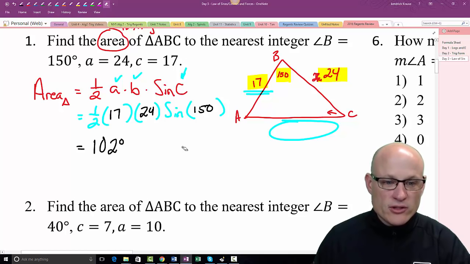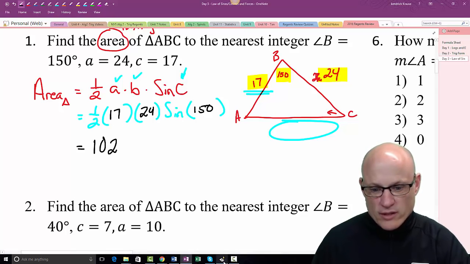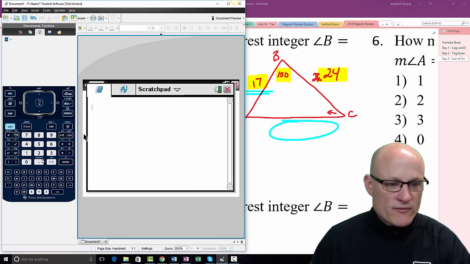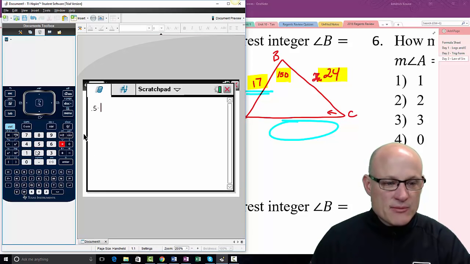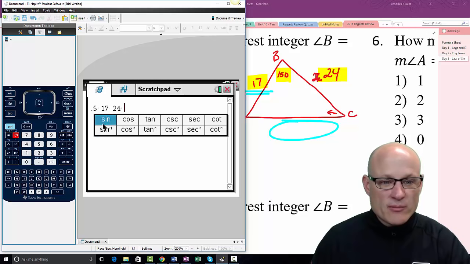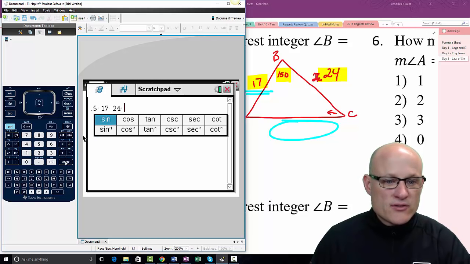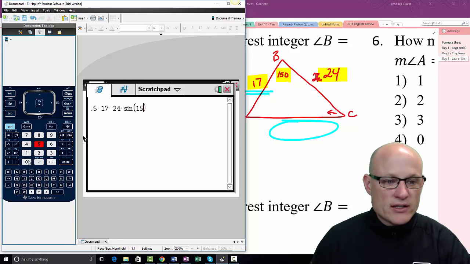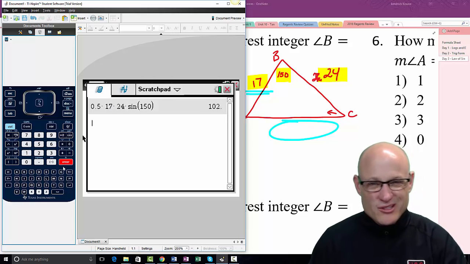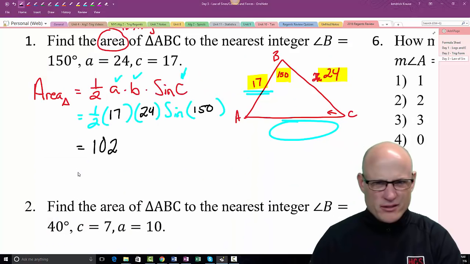Nope, not 102 degrees, just 102. Oh, you don't believe me? Oh, all right. Whatever. Let's just do it then. 0.5 is 1/2 times 17 times 24 times the sine, hopefully I'm in degree mode, sine of 150. 102. Oh, yeah. Don't doubt. Don't hate. Don't doubt.